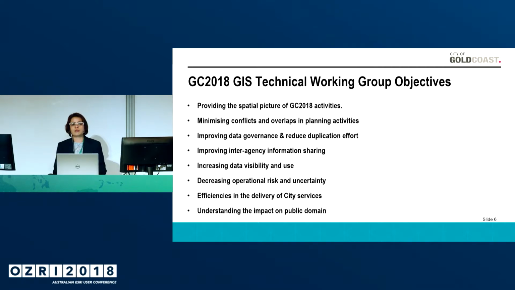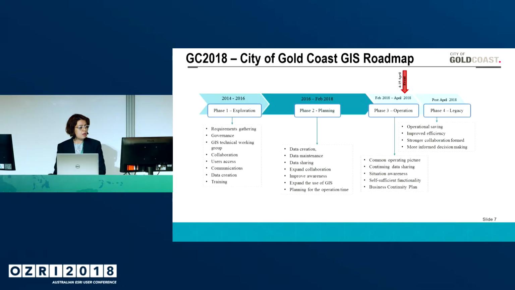This was particularly important for the city of Gold Coast because the city was responsible to assess the land allocation requirement, and we needed to make sure that there is minimum impact and overlapping impact between different activities. So to achieve this, we implemented a 4-phase GIS roadmap.